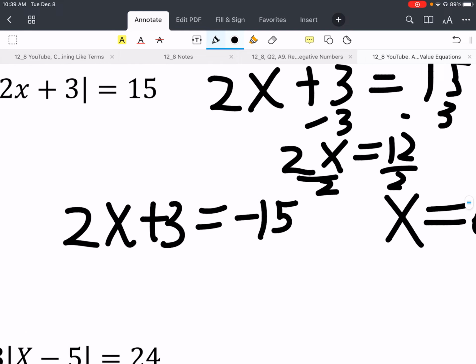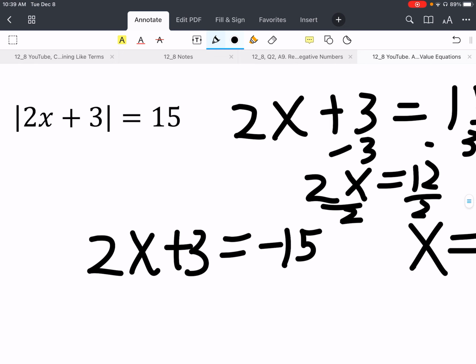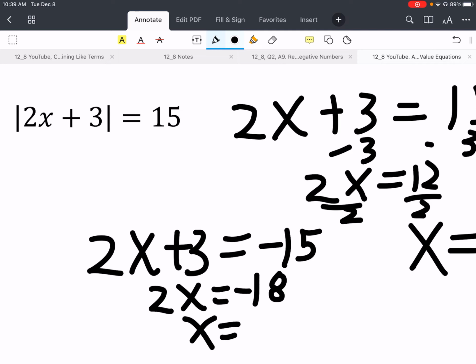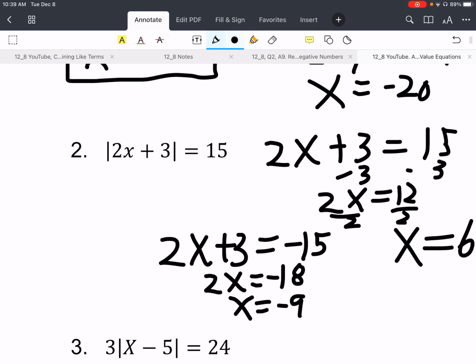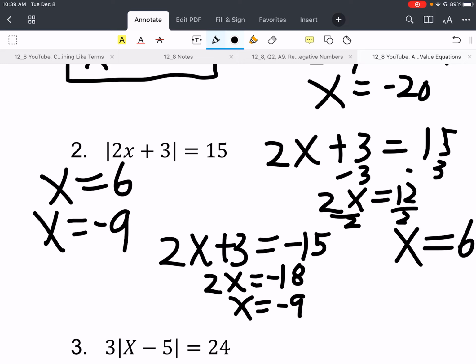And for our negative version, subtract 3 from both sides. We get 2x equals negative 18. Divide both sides by 2, and x equals negative 9. So my two answers are x equals positive 6 and x equals negative 9.